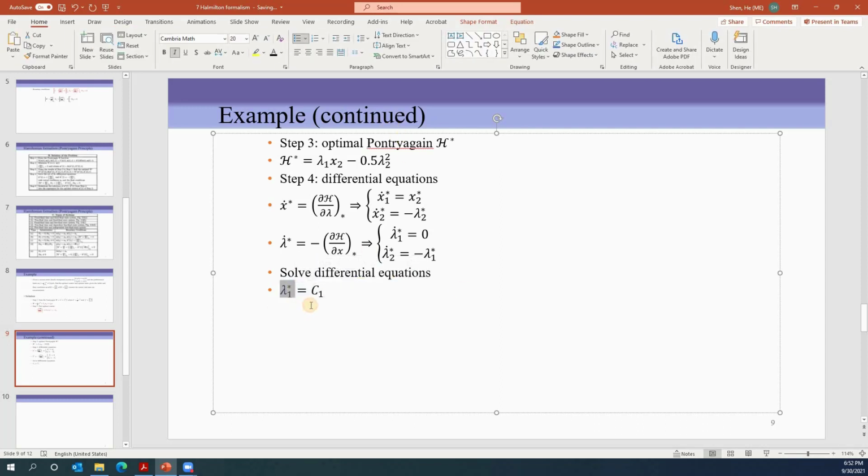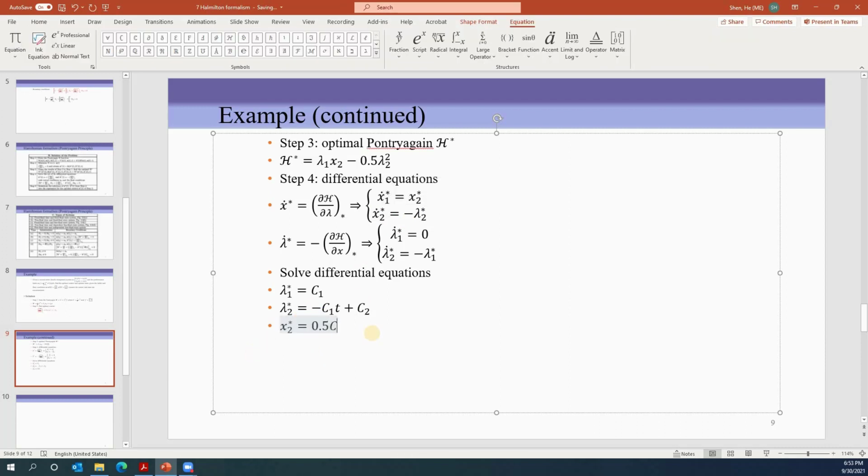Now we can find lambda 2. Lambda 2 star is equal to, you do the integration of this, that will give us a negative C1. Remember, there is a negative sign in there. Negative C1 t plus C2. After we find lambda 2, we'll be able to find x2. x2 dot is equal to that, and we'll do the integration. That will give us x2 star, so that is half C1 t squared minus C2 t. Be careful, there's a negative sign there.